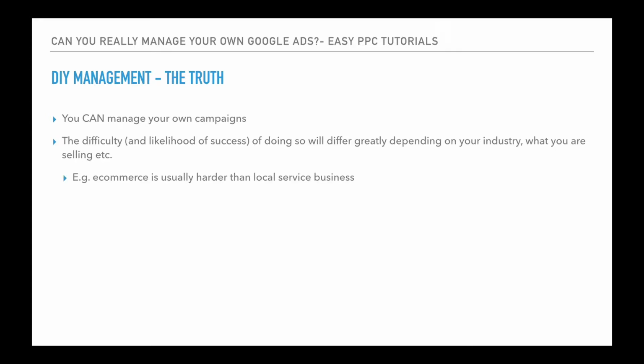However, the difficulty of managing your own campaigns and the likelihood of success will differ depending on your industry, what you're selling, those kinds of things. So for example, in my experience, it tends to be harder to do it yourself for Google Ads for e-commerce than it is for a local service business. And that's often because with e-commerce, you're competing against bigger players in the market. There's lots of different things you've got to look at around conversion rates and how you're optimizing your ads and everything. Not to say that there isn't for local service businesses, but if you're doing something simple like you operate a plumbing business, for example, and you're a plumber in Dunedin, then it's pretty easy to think about the kinds of keywords and the kinds of locations you've got to target. It's just what you put in front of them.